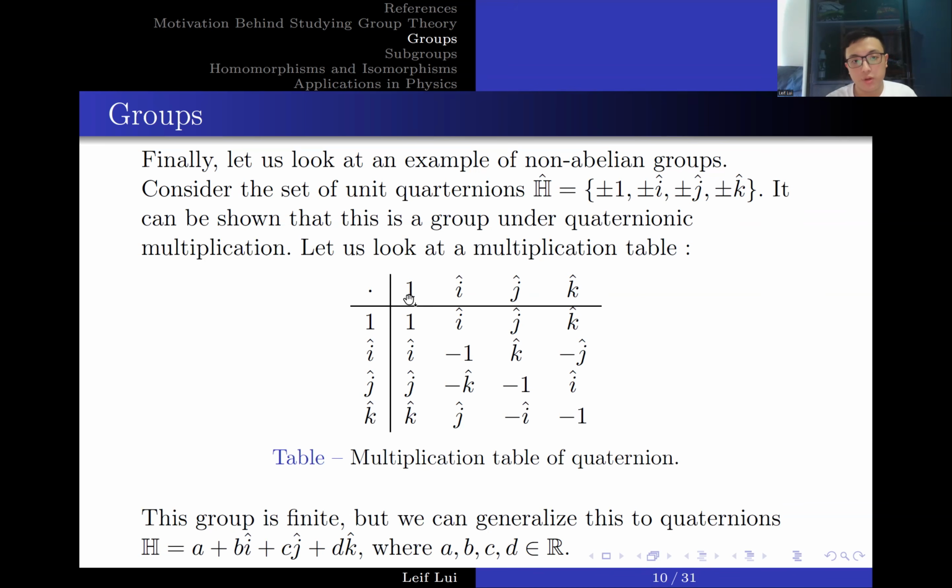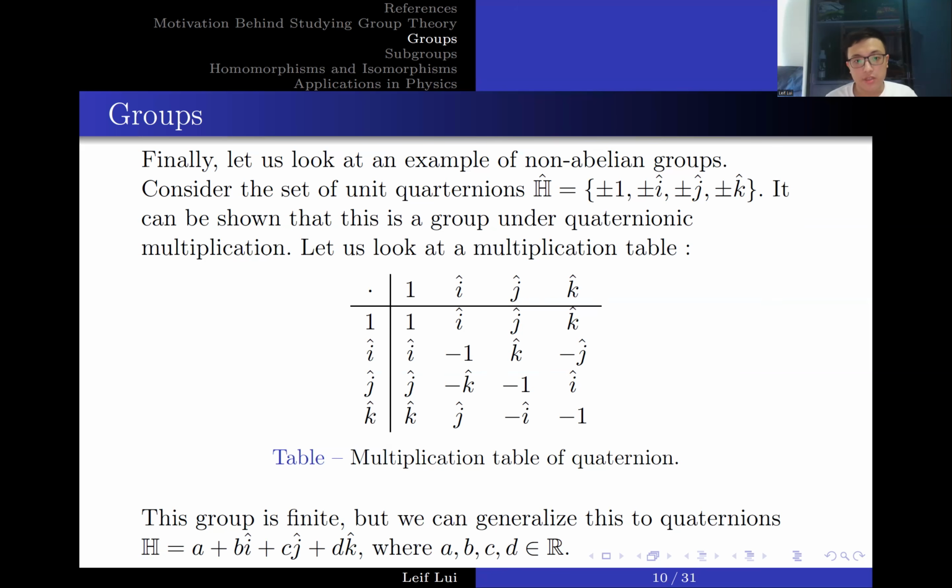So we do 1 times 1 is 1, i times i is minus 1, j times i is minus k, etc. What can we do here to prove closure? We check every single combination. 1 times 1 must be 1, 1 times i is i, 1 times j is j, 1 times k is k, and they all lie within the set. i times i is minus 1, so it's in the set. i times j is k, which is also in the set, etc. So the closure axiom is satisfied.